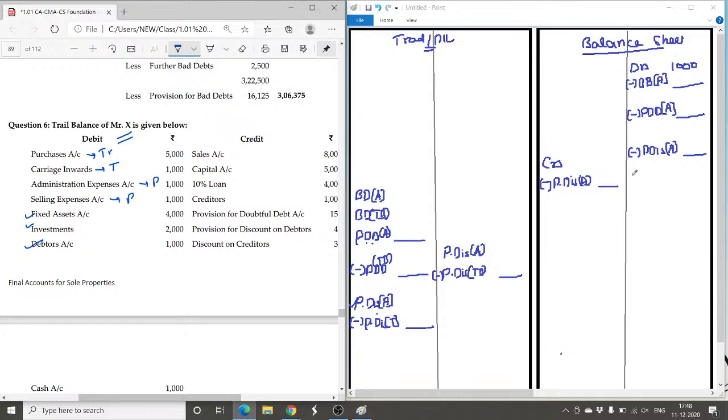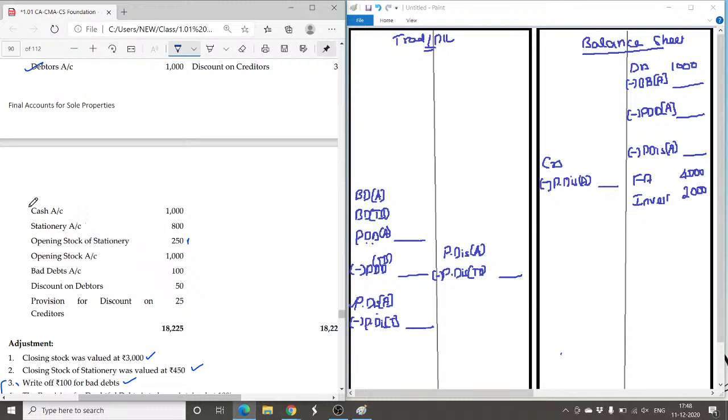Now I'll write here fixed assets directly, because for assets and liabilities we usually don't pass the journal entry. They can be directly posted in the balance sheet. If these are assets, they will be debited, meaning debit side values related to the assets will be transferred to the asset side of the balance sheet. So here fixed assets being 4,000, and next one is investment. The investment should also be posted here. That value is 2,000 rupees, and then debtors 1,000 rupees is already posted, subject to some more adjustment. Cash is also an asset. I'll write here cash, the value being 1,000 rupees.